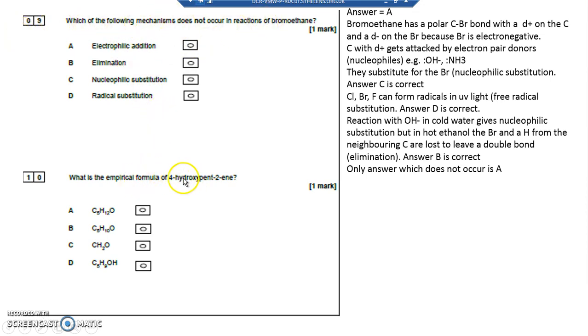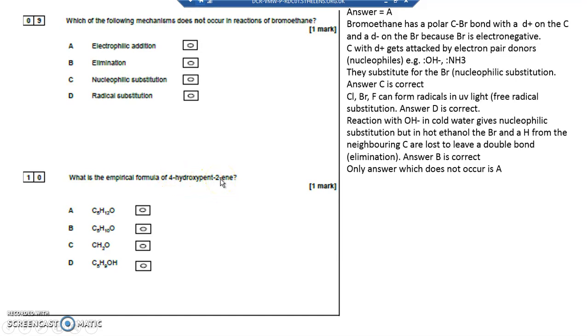What's the empirical formula for 4-hydroxypent-2-ene? Well, let's have a look. It's got 5 carbons. So pentene has got 5 carbons. It's got a double bond between carbons 2 and 3. So at carbon number 2, it's got a double bond, an ene, and it's got an OH group. A hydroxy group is an OH group, at carbon number 4.